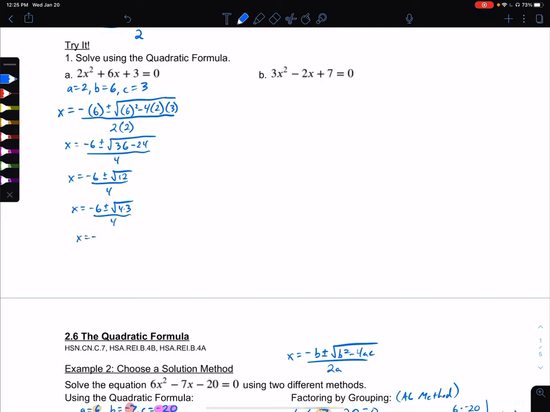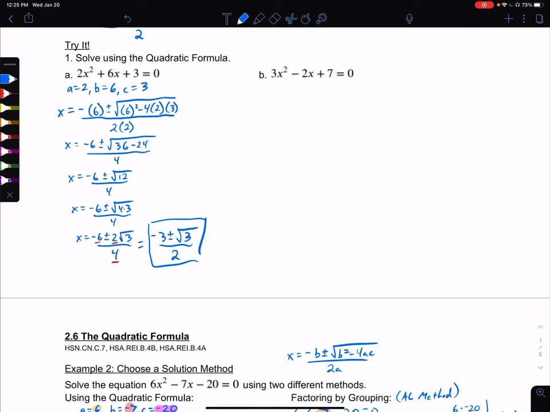So x will be equal to negative 6 plus or minus 2 radical 3 over 4. These three terms do have something in common, so we would want to reduce this. So that would become negative 3 plus or minus radical 3 over 2. And that would be our solution.